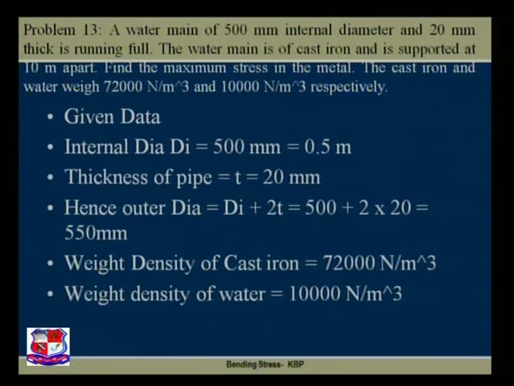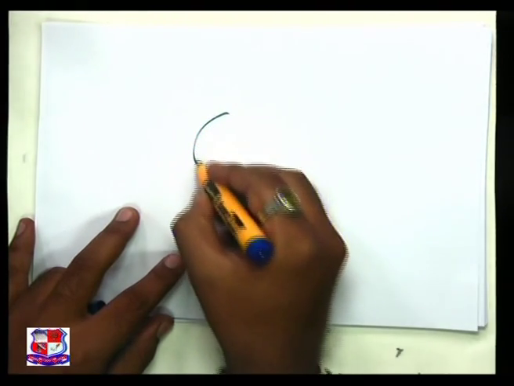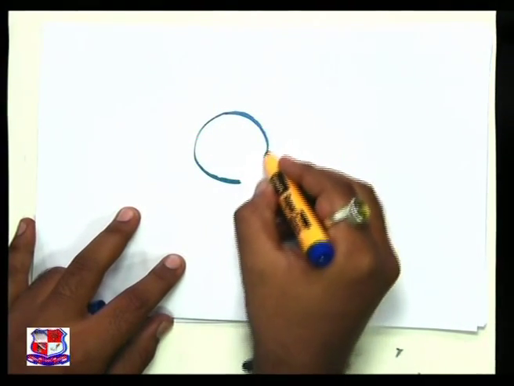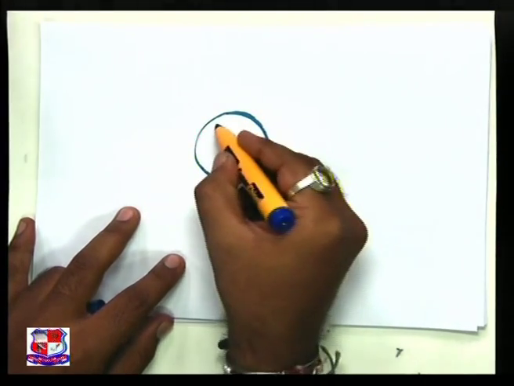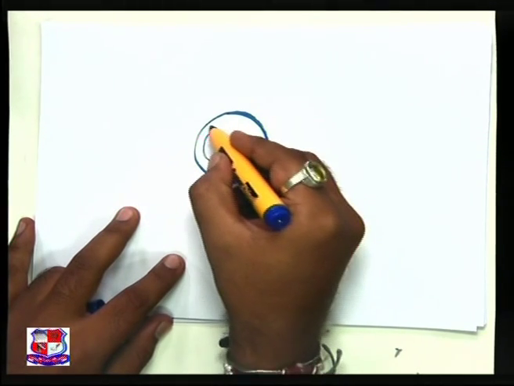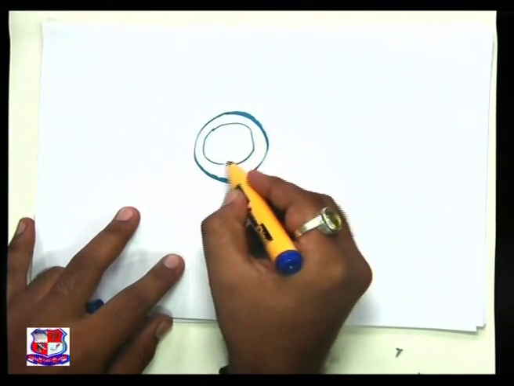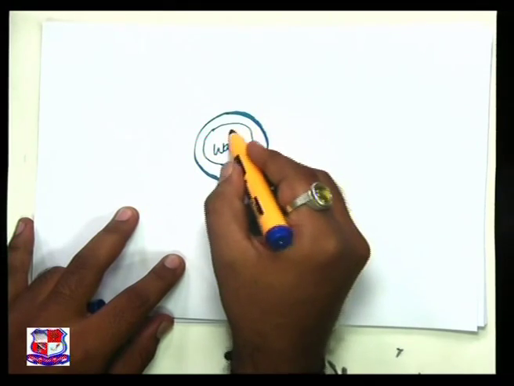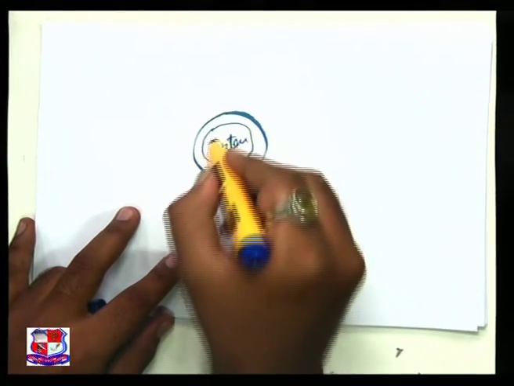What is given to us over here? A water main, that is the pipe which has been given to us. The water is inside of this section. Here the water is there. Water is passing from this.